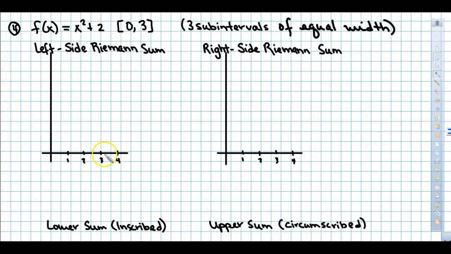All right, first thing we're going to do is we're going to graph this function on this interval. Just plug in your numbers. Plug in 0 and you get 2. Plug in a 1 and you get 1, 2, 3.